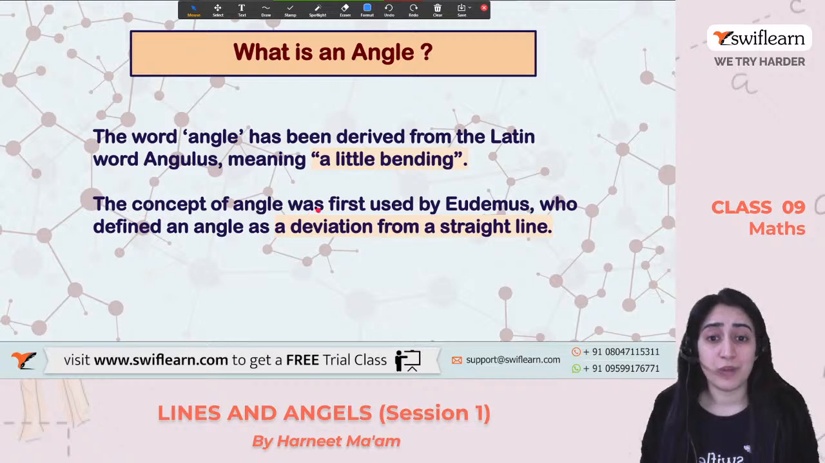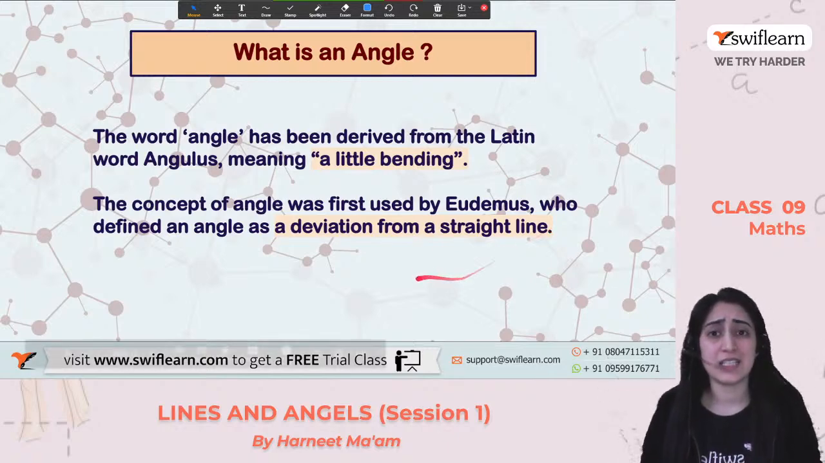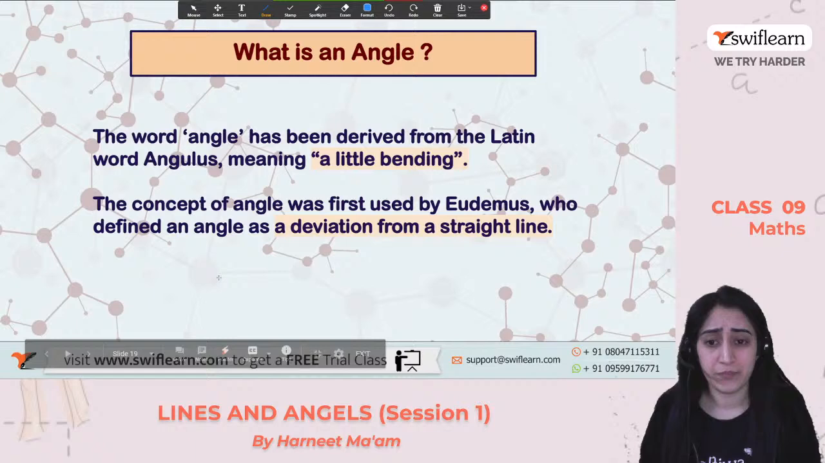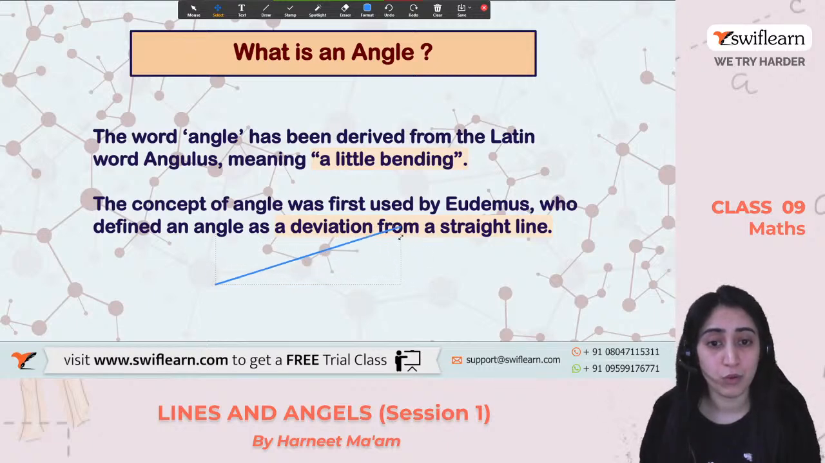So the concept of angles was first developed by a mathematician named Didymus, who defined an angle as a derivation of a straight line. So what is a straight line? A straight line is just a line. So we realize that this is a straight line. But when this straight line starts moving, what happens? Okay, I'll show you. Now, if this straight line starts moving, so what is happening?